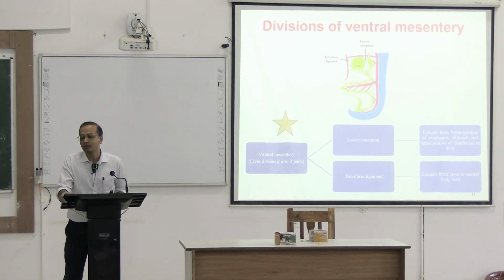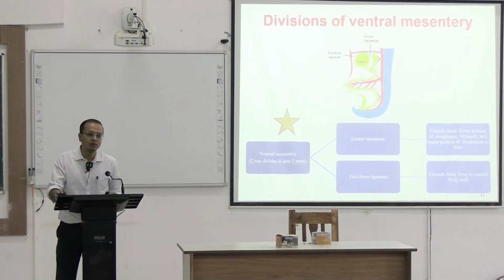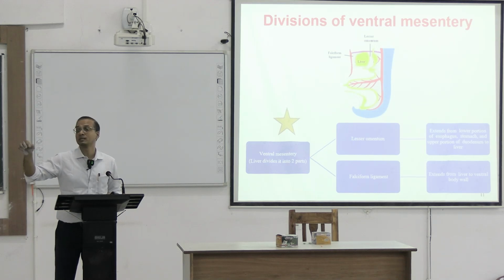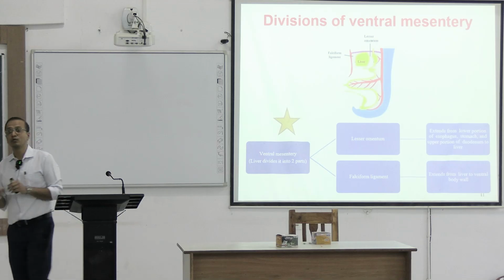These are all your MCQ questions. Which embryological structure gave rise to the falciform ligament, and which gave rise to the lesser omentum and the greater omentum? Ventral mesentery, dorsal mesentery.